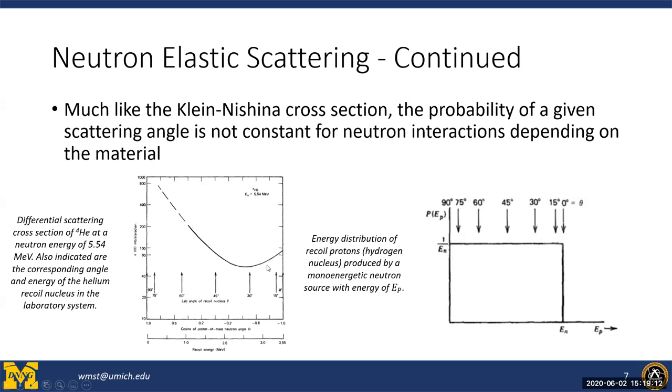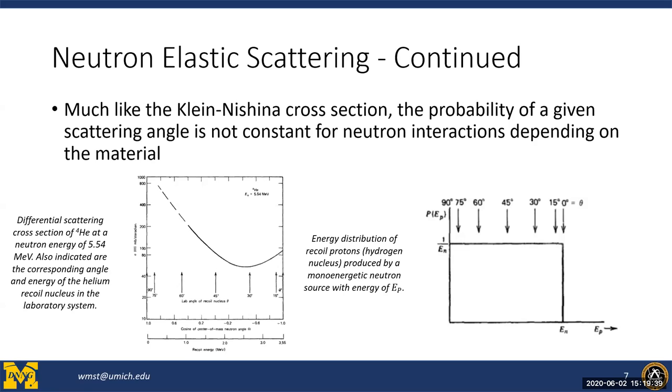And we can see we have the direct head-on collision, so full energy transfer or up to the endpoint for helium-4, of course, to just a glancing interaction. And we can see that it's higher probability for both the glancing interaction and for the head-on collision relative to this 30-degree scatter at this point. And this is much like what we see with the Klein-Nishina.